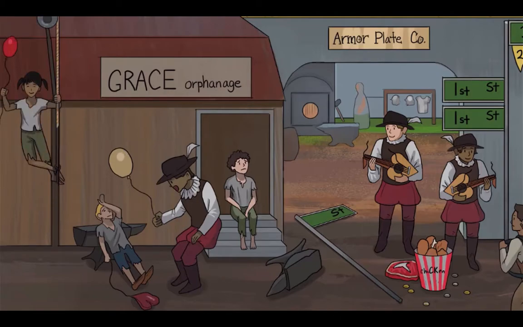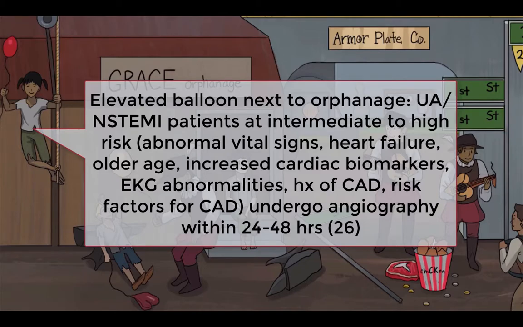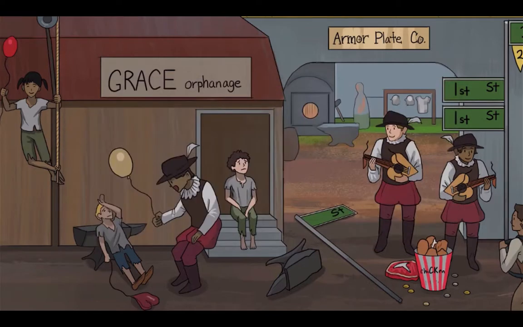For patients who are more stable than the above patients, but still considered intermediate to high risk based on our risk scores, we perform coronary angiography within the first 24 to 48 hours. Features that increase the patient's risk of complications include abnormal vital signs, evidence of heart failure, older age, elevated cardiac biomarkers, EKG abnormalities, history of CVD risk factors, or CAD. These are taken into account with the TIMI and GRACE risk scores.